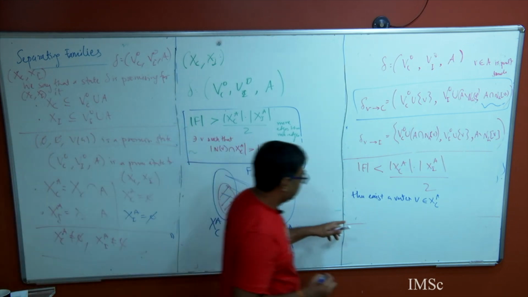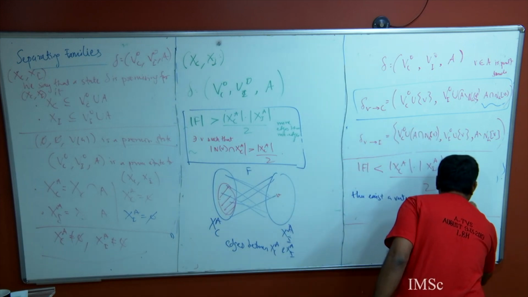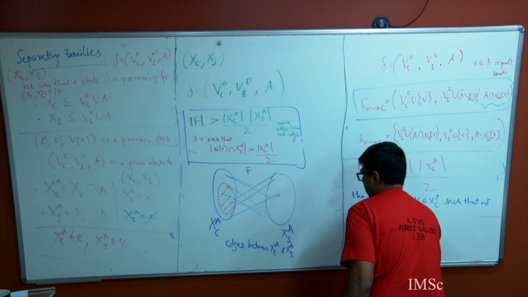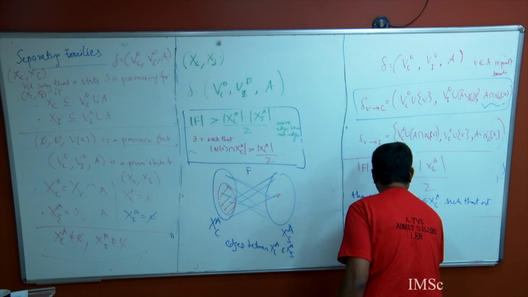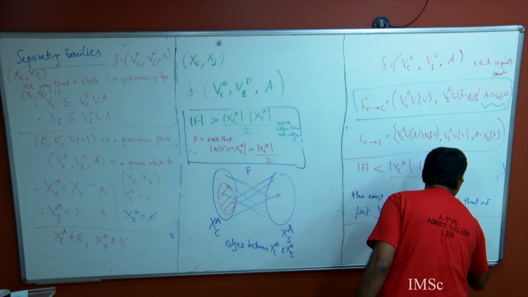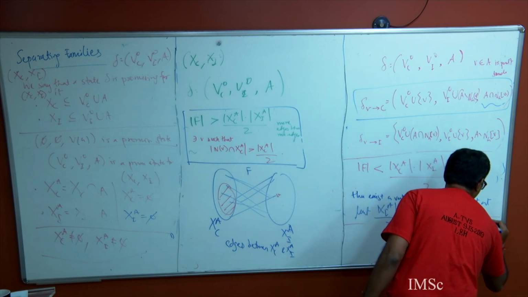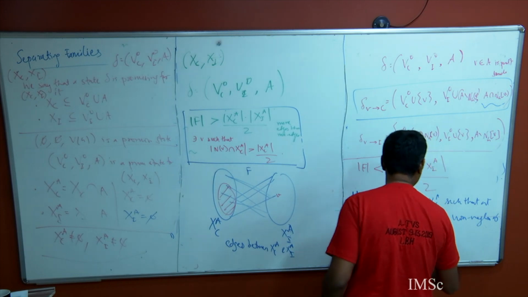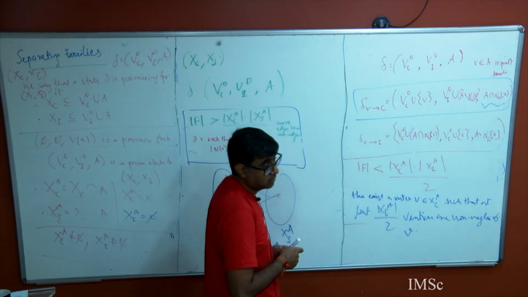Okay, V such that at least Xia divided by 2 vertices are non-neighbors of V. Then what happens? Let's look at this.